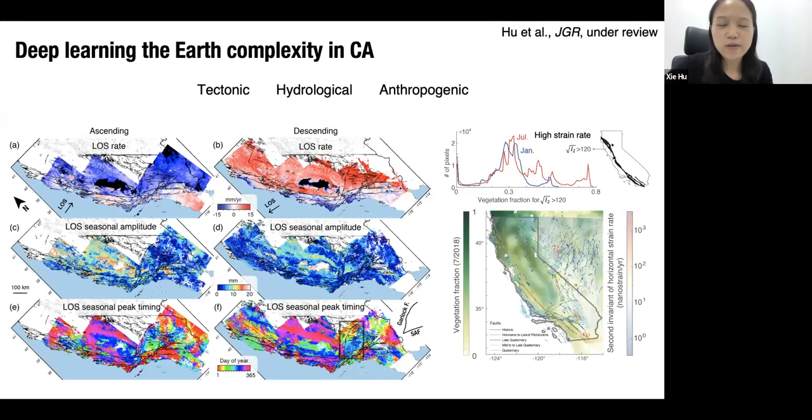So SAR remote sensing can also be used to map the plate boundary scale deformation. Here are the results modified from the time series displacement provided by Xiaohua. In statewide California, we synergize more than 20 interdisciplinary datasets using machine learning algorithms to characterize the deformation due to tectonic, hydrological, and anthropogenic activities. And we note that a narrow range of the vegetation fraction coincides with the high strain rate along the San Andreas Fault.